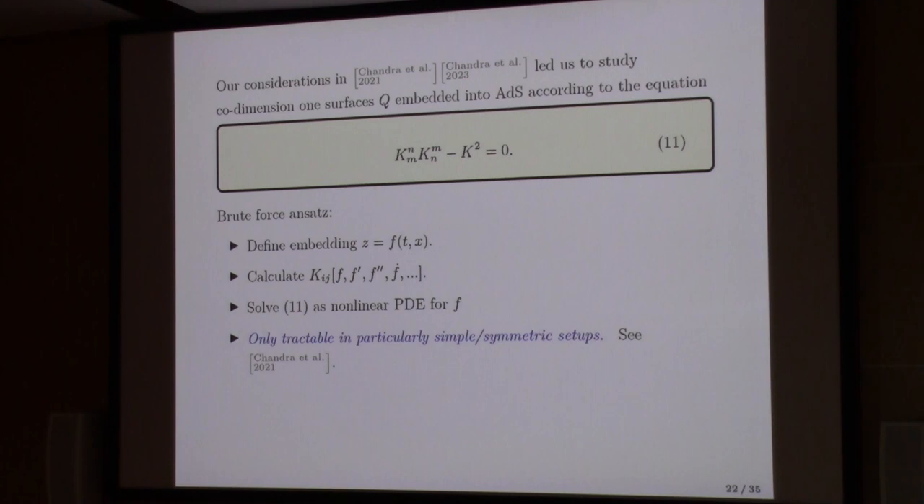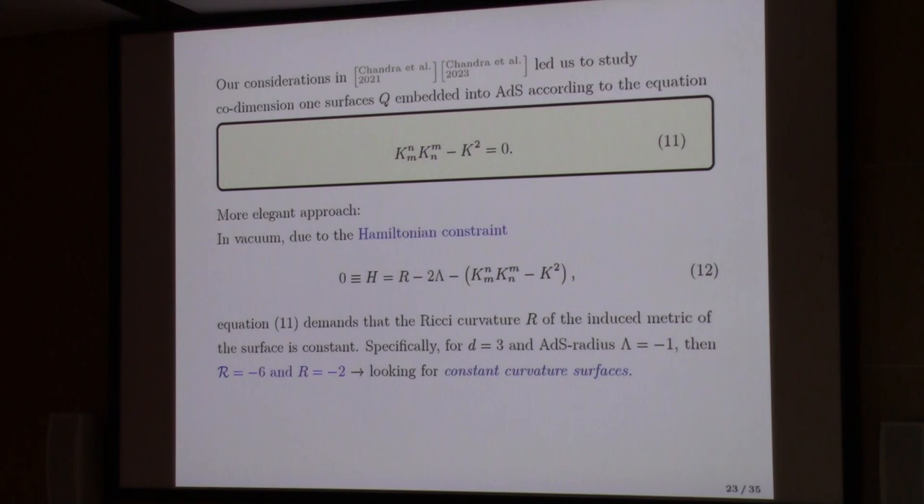But actually there's a more elegant approach, namely, at least in vacuum spacetimes, the Hamiltonian constraint looks like this. So if this is zero, it means that the scalar curvature of the surface has to be fixed. Specifically, in the D=3 case, if we set our AdS cosmological constant to -1, then this ambient space curvature scalar is -6, and R, the induced Ricci scalar, turns out to be -2. So this comes back to this Darboux question that I formulated earlier on. Now we realize these equations of motion that we've been struggling with are solved by constant curvature surfaces with a very specific fixed value of the curvature.